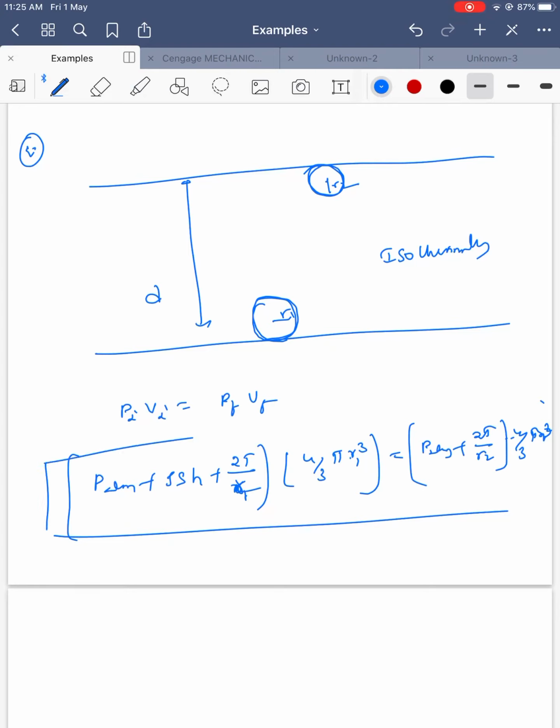So from here you will get a quadratic equation, and from there you can solve. The initial radius will be given, and the final radius you have to find, because it is changing isothermally.